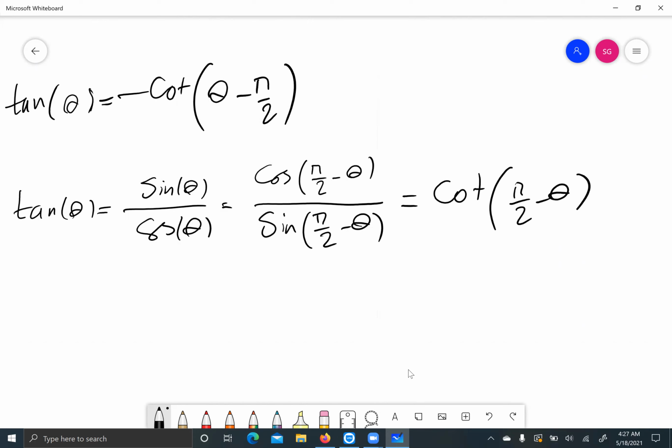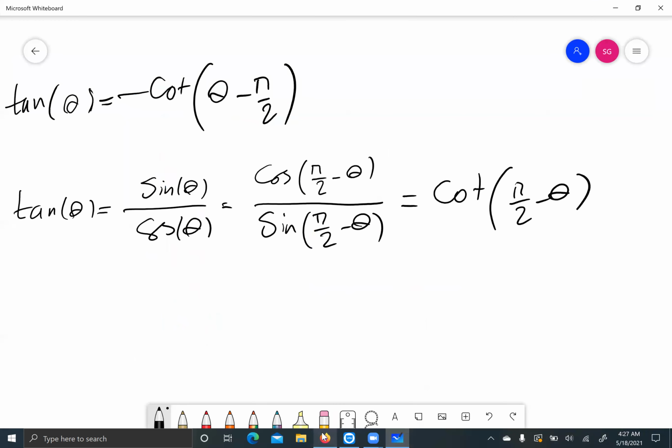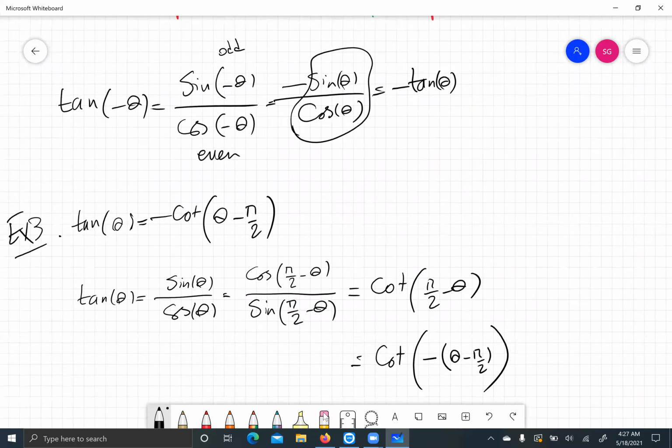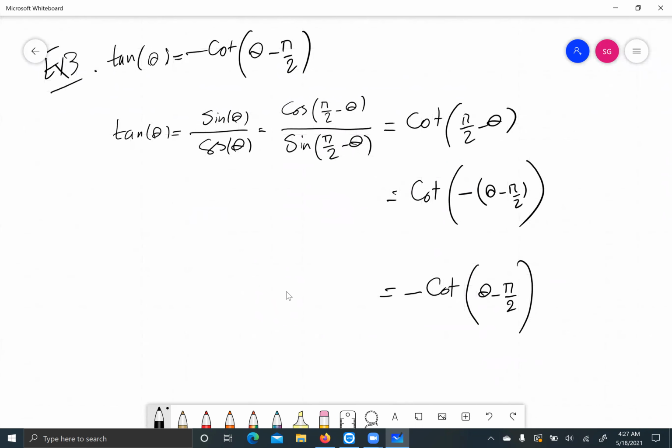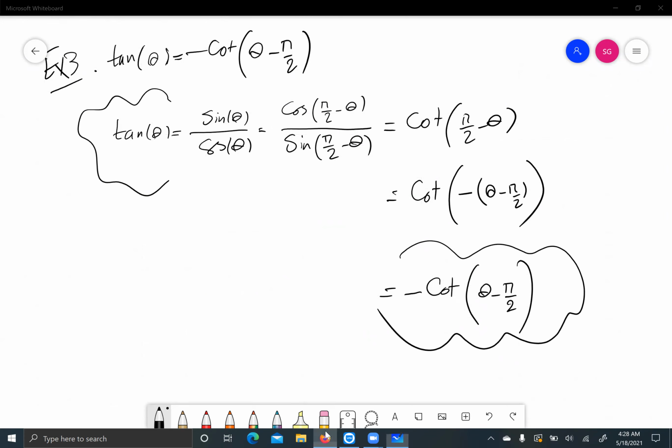Now, if we factor a negative sign from here, it gives us this, right? Now, we know that cotangent is an odd function, so it's going to give the negative sign out. And I think we are done, right? We got to the right side. Yes. We proved that tangent of theta is negative cotangent of this. So we just used a couple of identities to show this relationship.